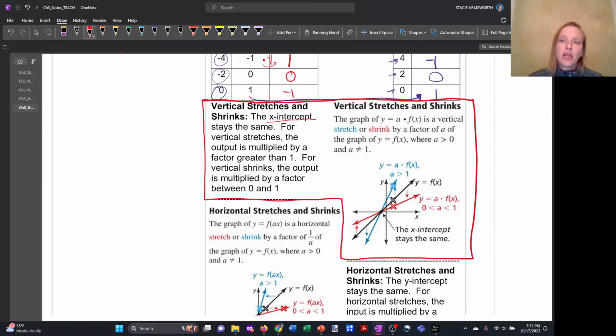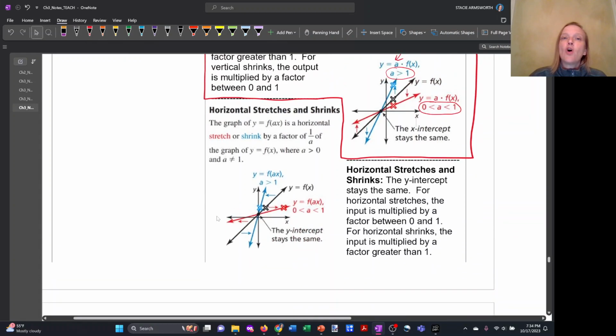To stretch in the y direction, you have a multiplication factor here, which is represented by a. Your a is bigger than 1 to cause a stretch in the y direction. And if a is less than 1, but still greater than 0, then you have a shrink in the vertical direction. Of course, if a is negative, then you've done a reflection across the x-axis.